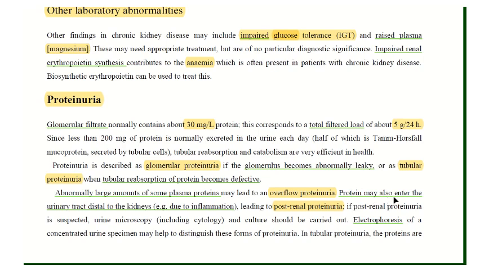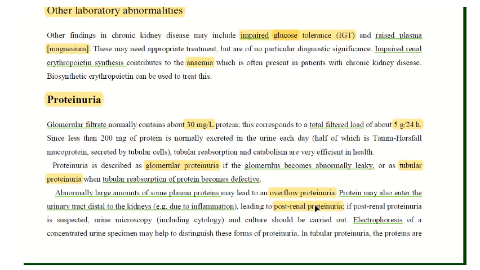Protein may also enter the urinary tract distal to the kidneys. Example في حالات الالتهابات due to inflammation leading to post-renal proteinuria. إذن أكو نوع آخر من البروتينيوريا هو البوست رينال بروتينيوريا. في هذه الحالة البروتين ربما أيضا يدخل إلى urinary tract distal to the kidneys، وقلنا example عليه due to inflammation.